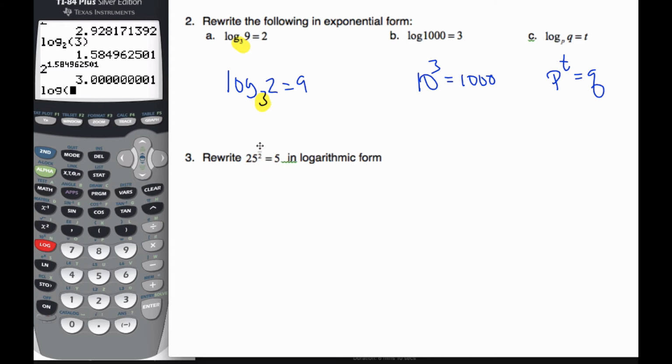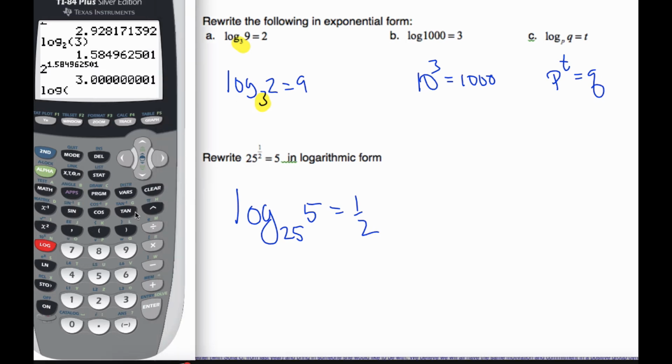Similarly, I'm going to go the other direction now. Well, I know that 25 to the 1/2 is 5. That's a true statement, because that's the square root of 25. But if I'm going to write it as a logarithm, I start with the logarithm, I make the base the base. The base is 25. These were connected before I separate them. 5 is equal to 1/2. And so this is going from an exponential to a logarithm.